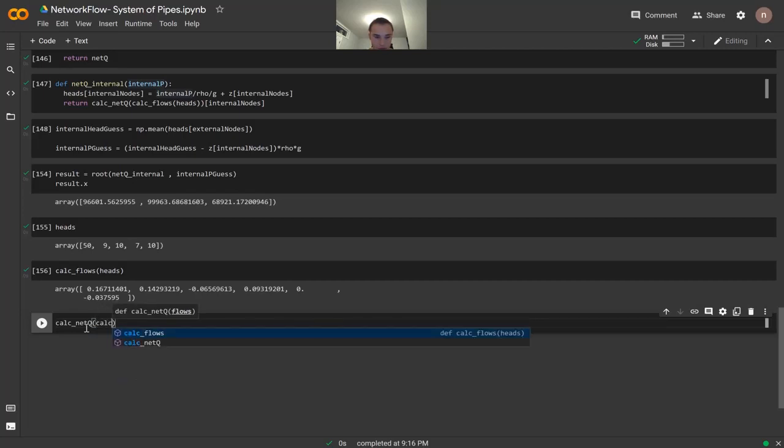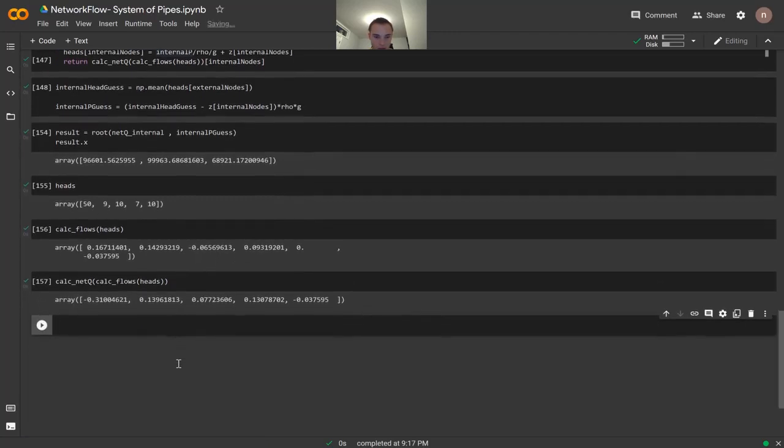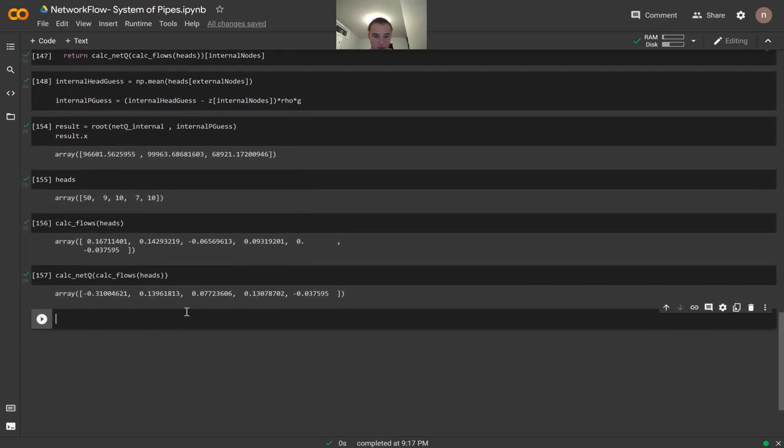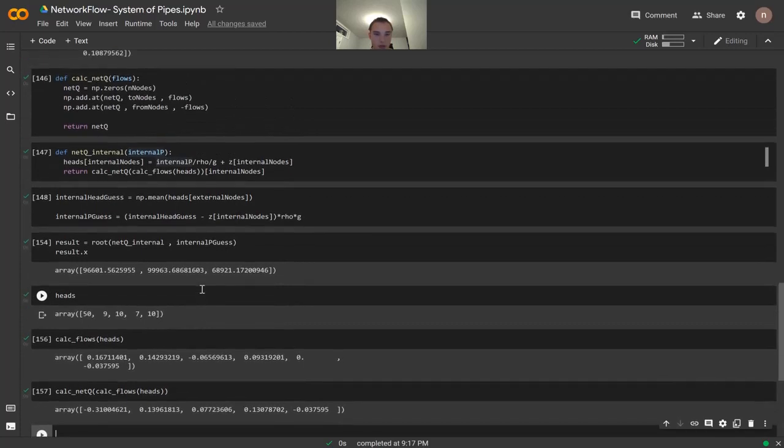So what are those? That will be calc flows. Our calculated net flows internally from the calculated flows through the pipes given certain heads. And that should come up with this array. And that will give us our calculated net flows through each node. So now we have an answer. This looks good. And that completes our pipe network.